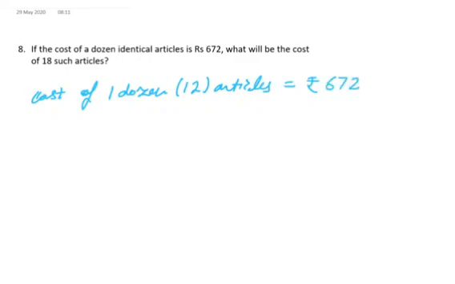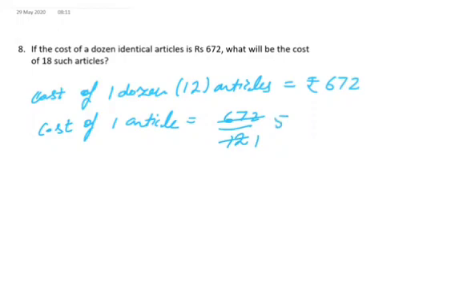But before that, find the cost of 1 article. So cost of 1 article is equal to 672 divided by 12. 12 ones are 12, 12 fives are 60, 7 carry 72, 12 sixes are 72. So 56 rupees. Rupees 56, this is the cost of 1 article, beta.